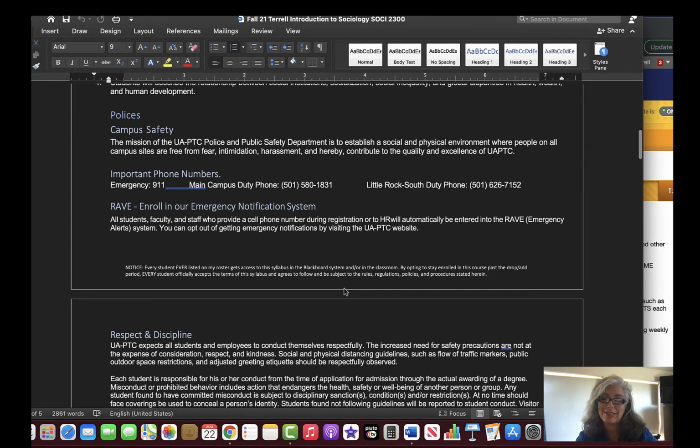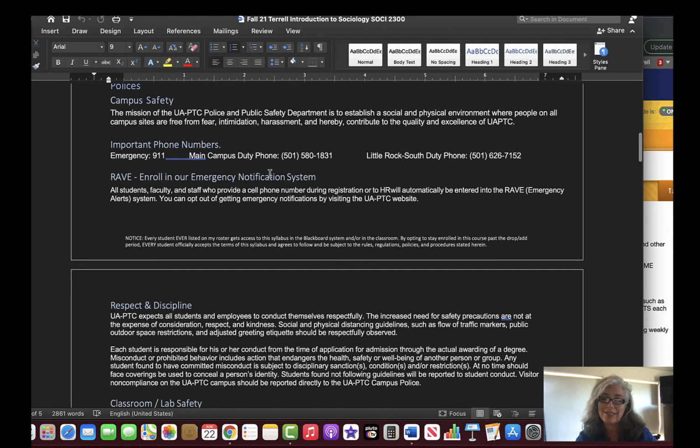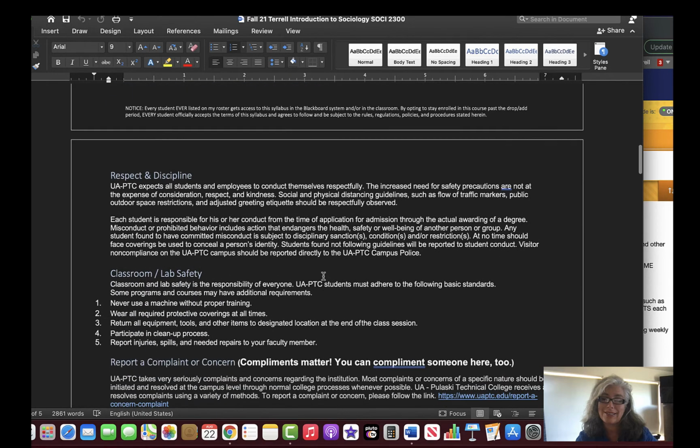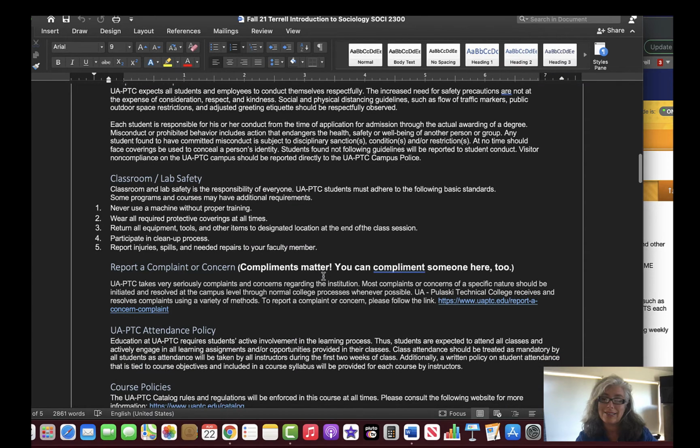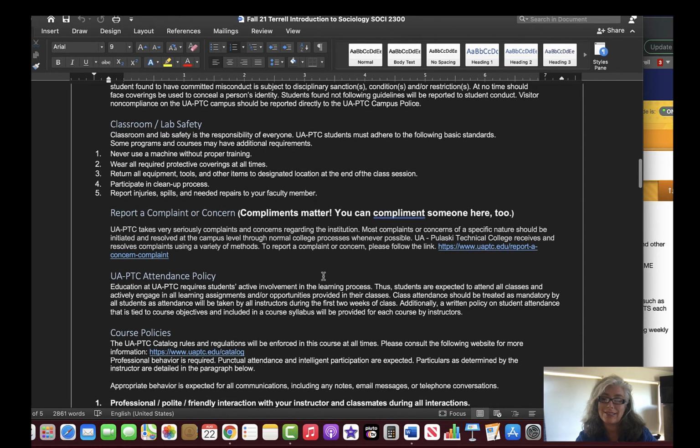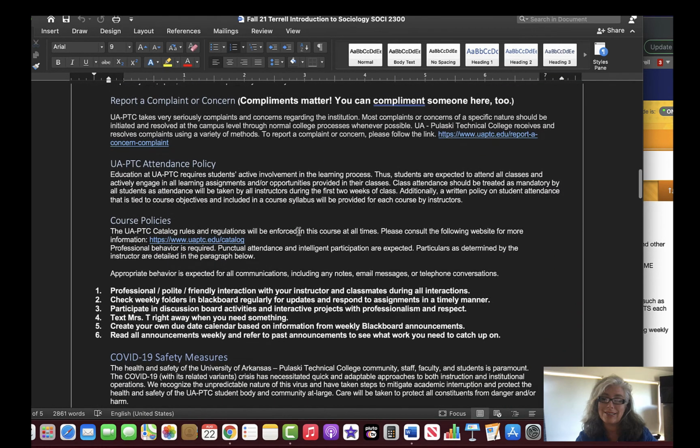This semester, there's a whole bunch of general topics in the syllabus also that you'll find not only in my syllabus, but in every other instructor's syllabus. You'll find these policies on campus safety, and you'll have a quick reference to important numbers that hopefully you won't need, any of the emergency numbers that we have at your fingertips in the syllabus. Hopefully you won't have any emergencies to deal with. But it's all of these general policies that we have at UAPTC, your attendance and that kind of thing.